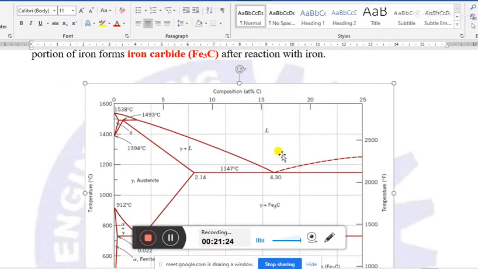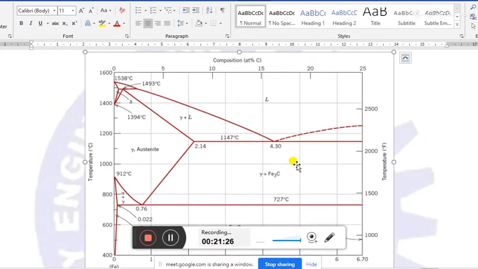And after this, the temperature is very high, and if there is a mixture of carbon, then the system will be in liquid form. This is in liquid form, and that mixture will be the alloy of gamma iron or austenite plus liquid iron. This is actually the mixture of gamma iron and liquid iron.